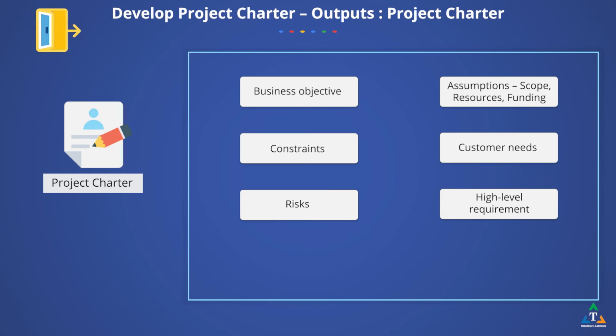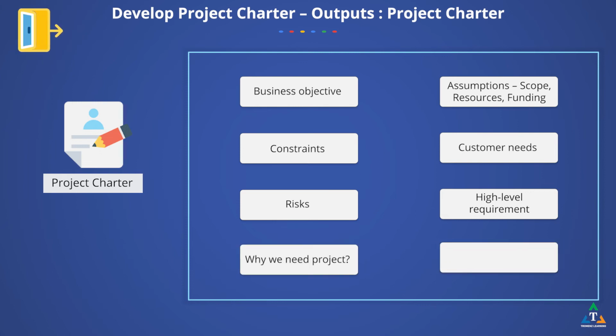The charter includes necessary information on why we need the project and the objectives of the project. In some organizations, you see high-level assumptions about scope, resources, funding, approach, and other project variables. It might also include the constraints, which are the initial limitations such as a fixed due date or budget.